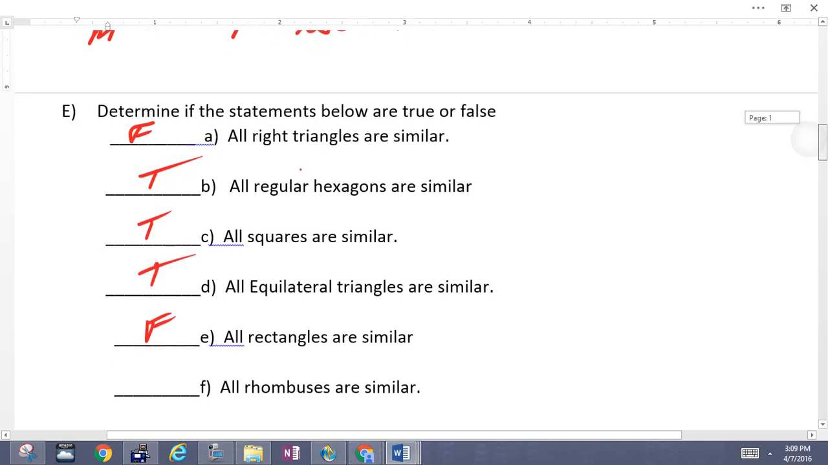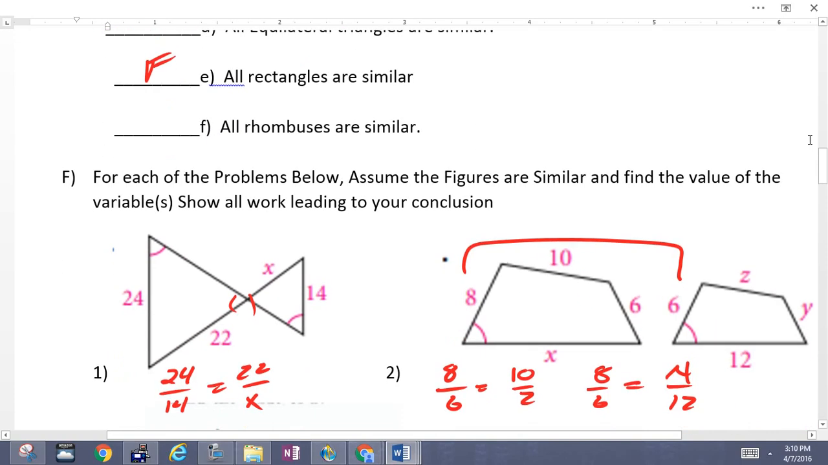All right triangles are similar? Not at all. You have 30, 60, 90, you have 45, 45, 90, you have 3, 4, 5, you have 5, 12, 13. So there's no reason why all right triangles are going to be similar. All regular hexagons are similar, all squares are similar, all equilateral triangles are similar, but all rectangles need not be similar, and all rhombuses need not be similar. In fact, some rhombuses are squares and some are not, so they're not always going to be similar.